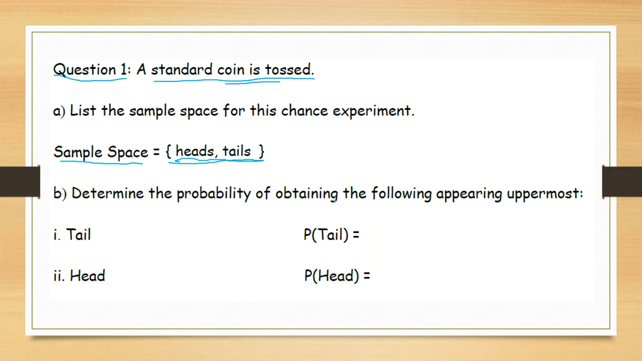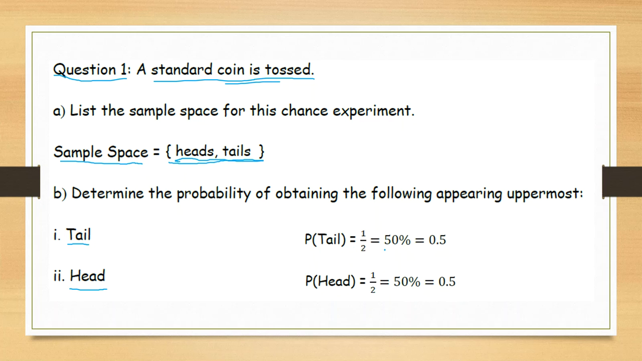Determine the probability of obtaining the following appearing uppermost. So a tail or a head. Probability for a tail is 1 in 2, 1/2, 50% or 0.5, so they're the three acceptable answers. And the probability of getting a head is 1/2, 50% or 0.5 as well.